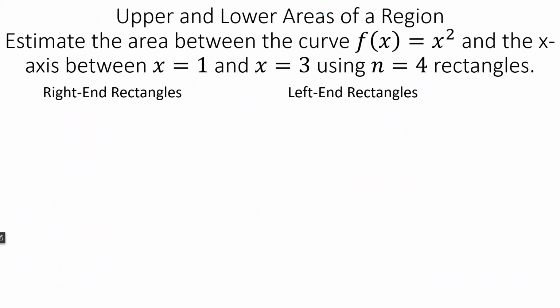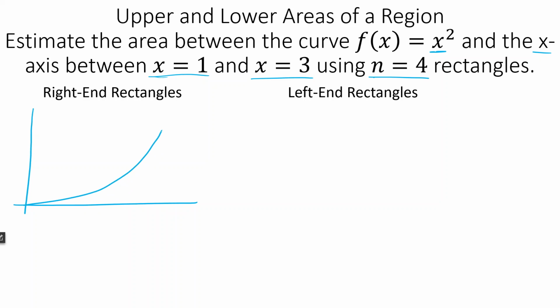All right, so one more practice here. This one might be a little bit easier. So we're going from the curve x squared to the x-axis. We're going from 1 to 3, and we're using 4 rectangles this time. So it should be a little easier to do the sections here.